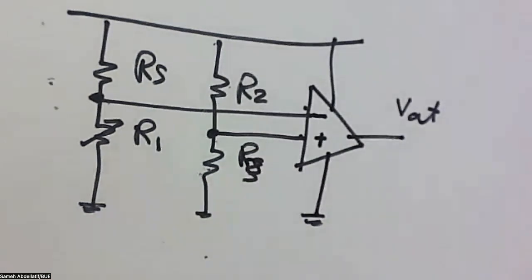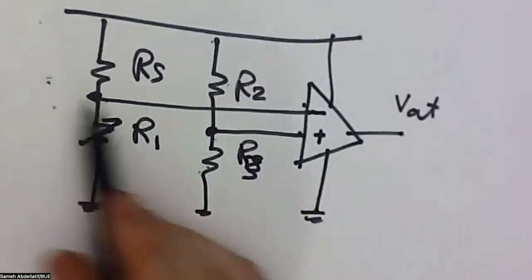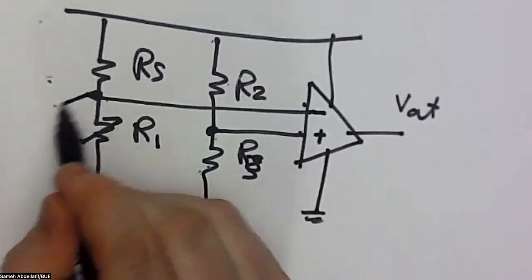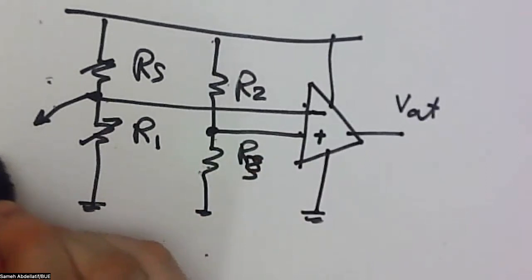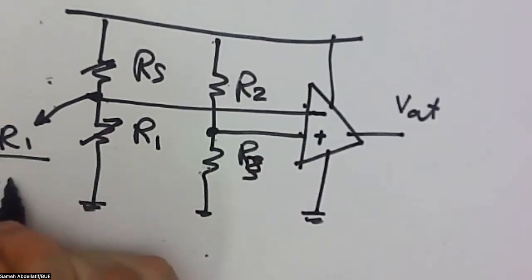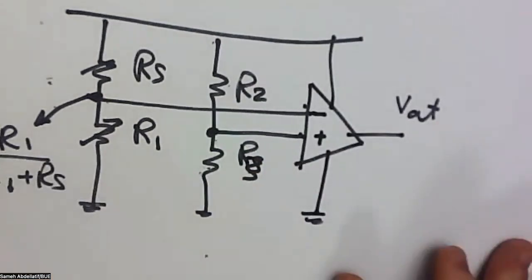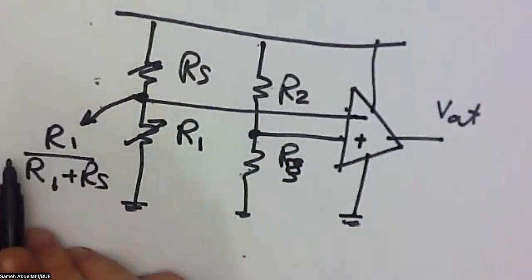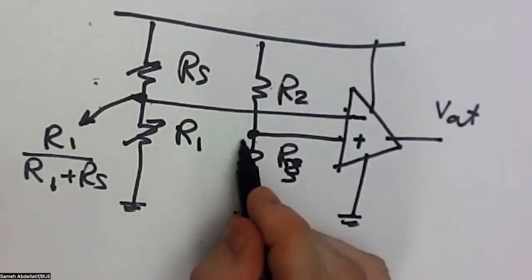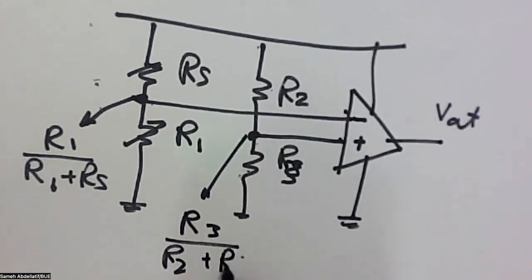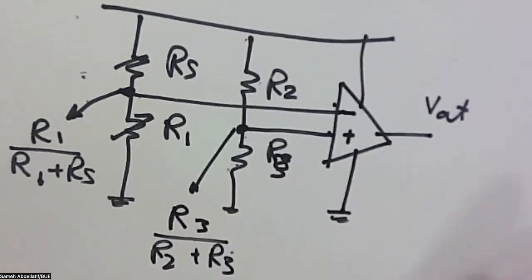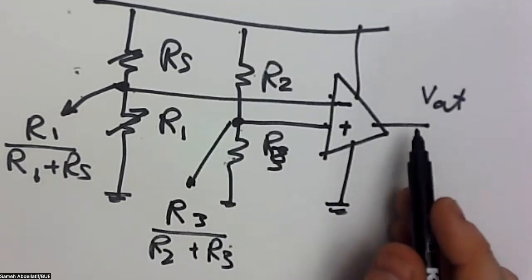As you can see, we have two inputs inserted to our operational amplifier. The inverting terminal is connected to this point, which we can calculate as R1 over R1 plus RS. So this is the voltage here. And typically the same, the voltage here is R3 over R2 plus R3. And then this is the V output here.